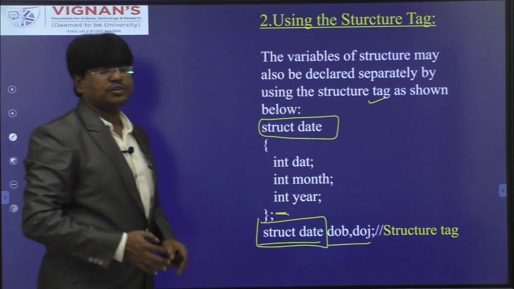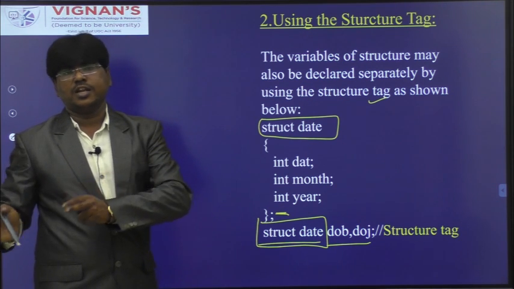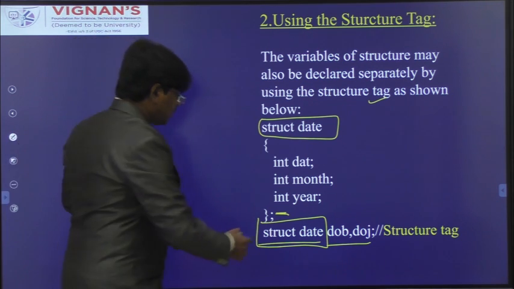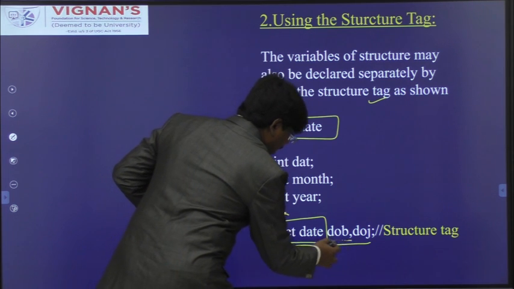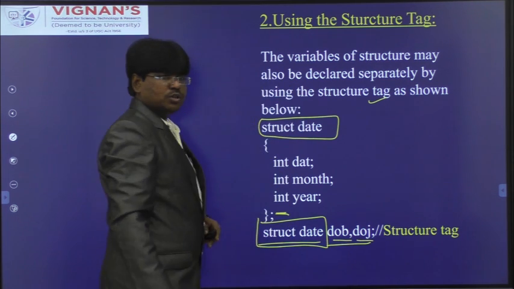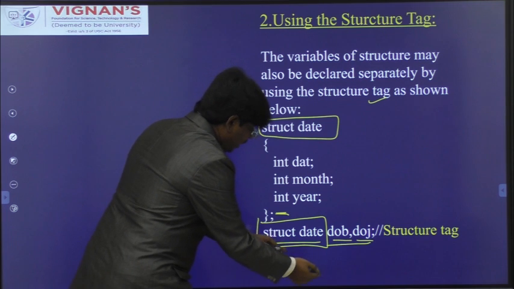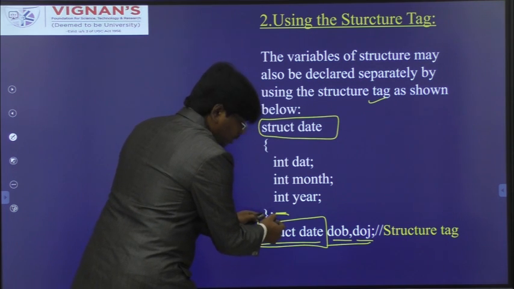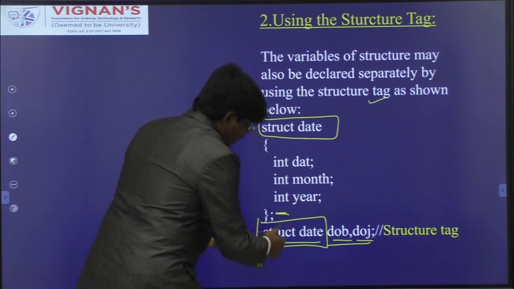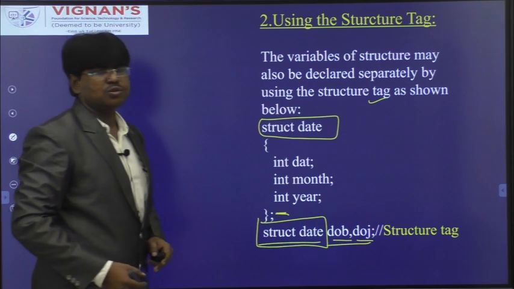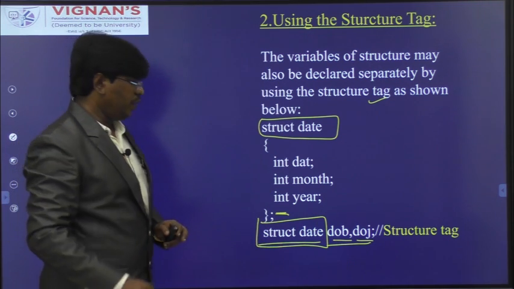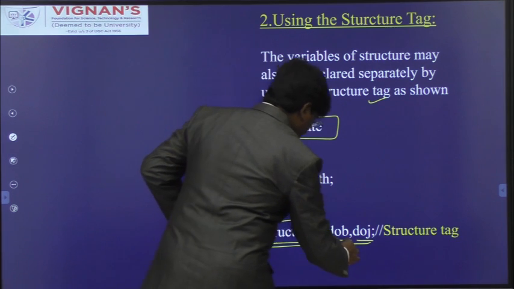Structure tag consists of the struct keyword and the structure name. Okay, so this is struct date. Here I have declared DOB and DOJ. So this is another way: you can declare simply at the end, before the semicolon. Or separately, if you want to declare, you have to use the structure tag. So these are the two ways that we have to declare structure variables.